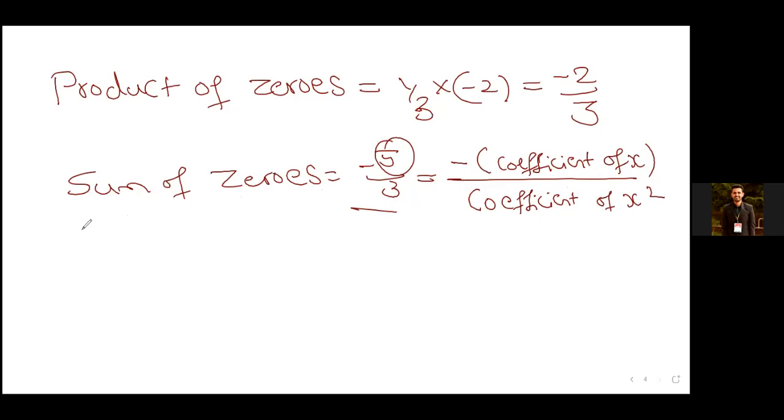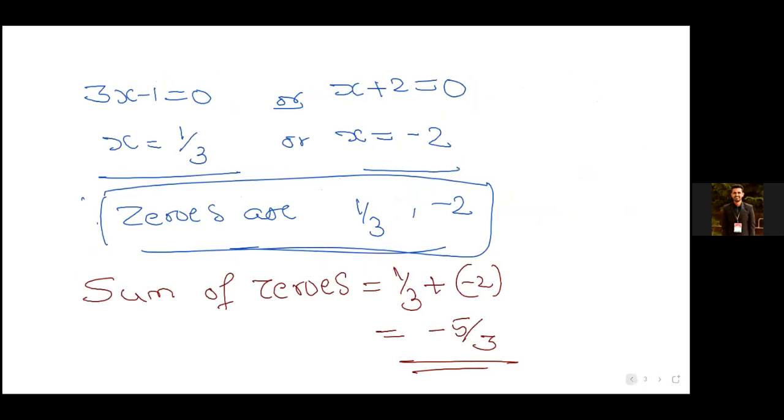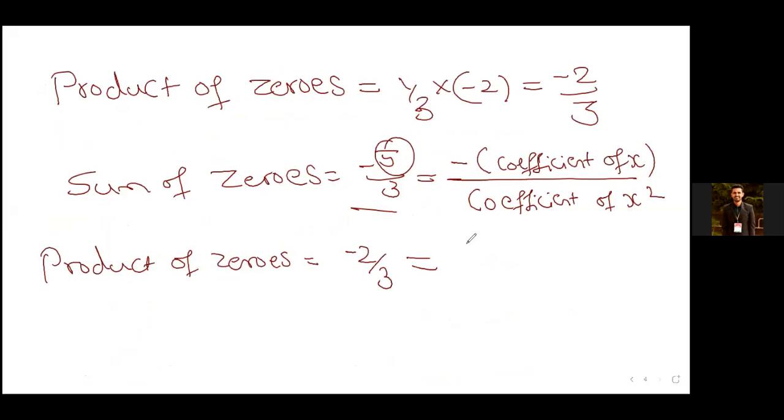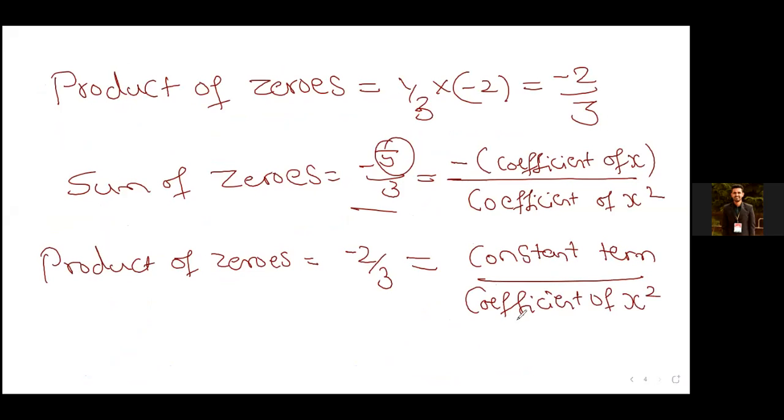Similarly, for the product of zeros, we got minus 2 upon 3. What is 2 here? It is the constant term, right? Negative 2. So this is the constant term divided by the coefficient of x square. Got it?